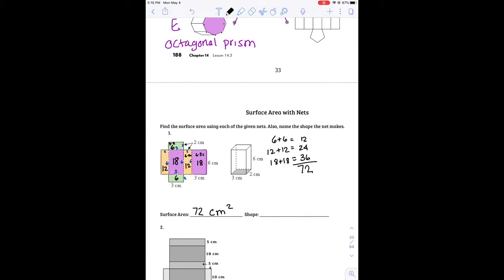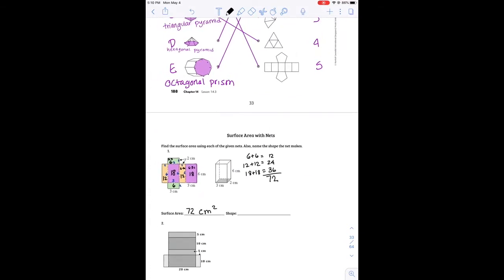They also want us to give the name of the shape. So first of all, do we think this is a pyramid or a prism? Remember that a pyramid is made up of triangles besides the bases, and a prism is made up of rectangles besides the bases. This one looks like it's made up of rectangles. So this is going to be a prism.